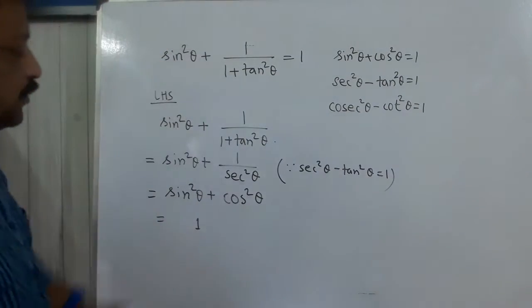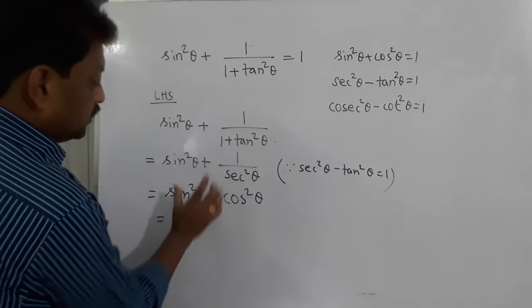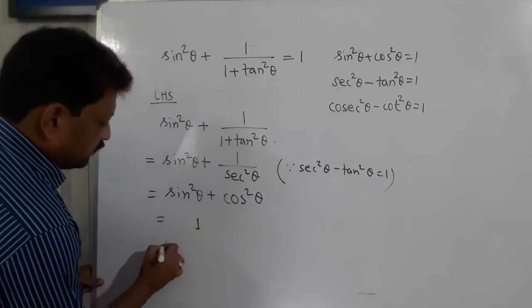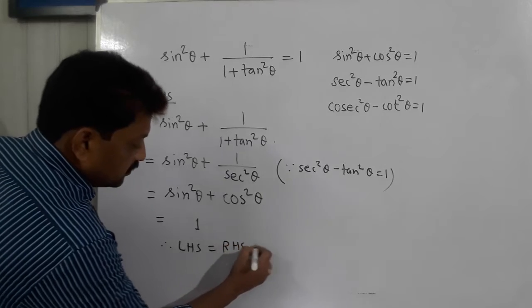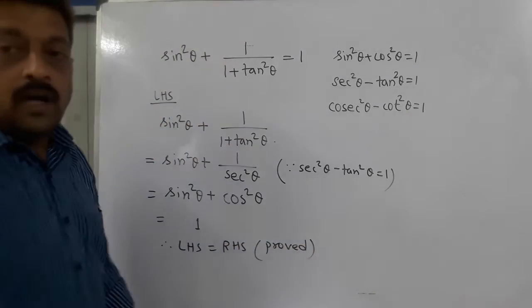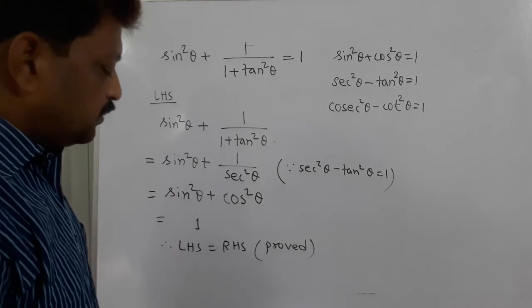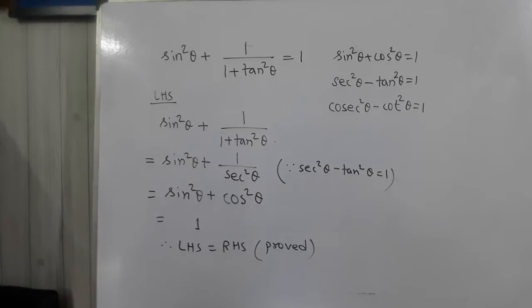So we have proved the sum. Starting from the LHS, we finally approached the RHS. Therefore LHS equals RHS, proved or verified, whatever you want to write. Understood? This is also a simple one. Okay, now the next question.